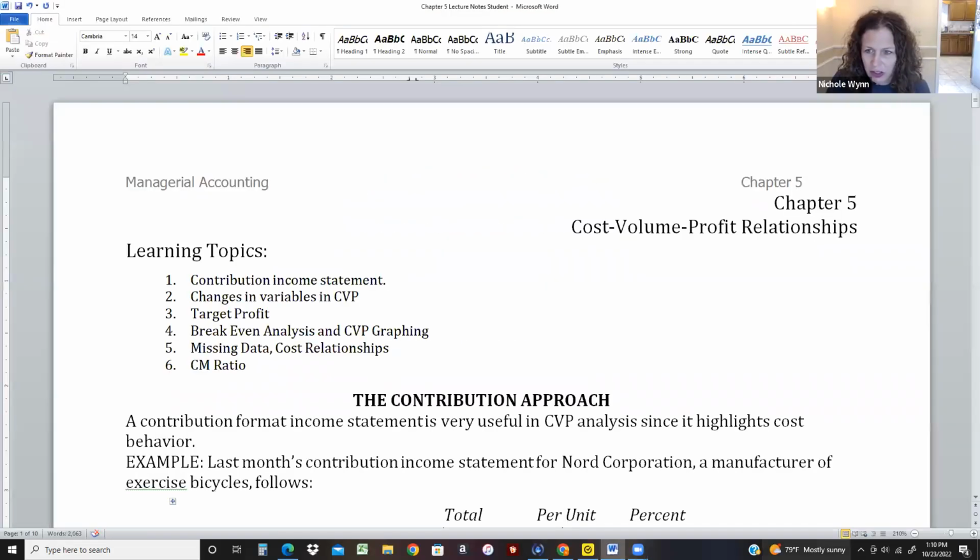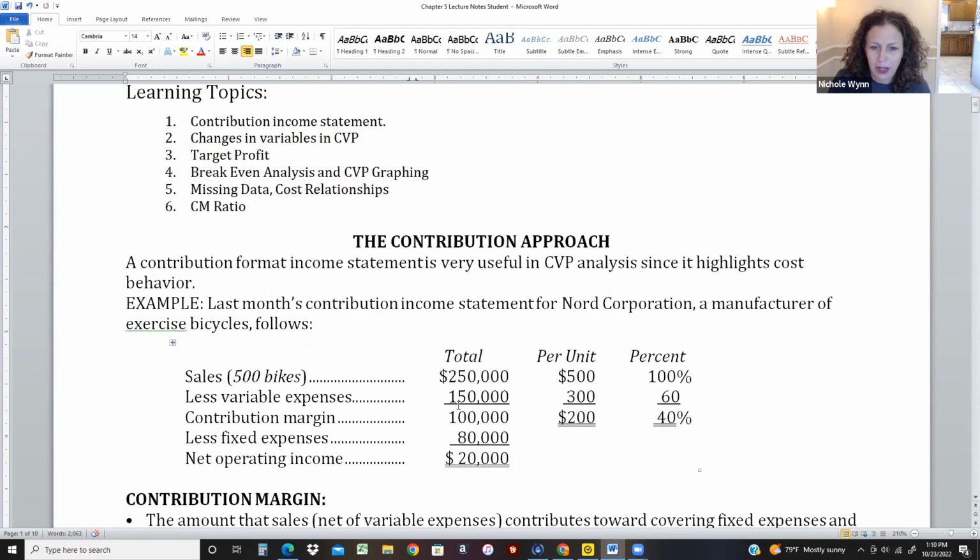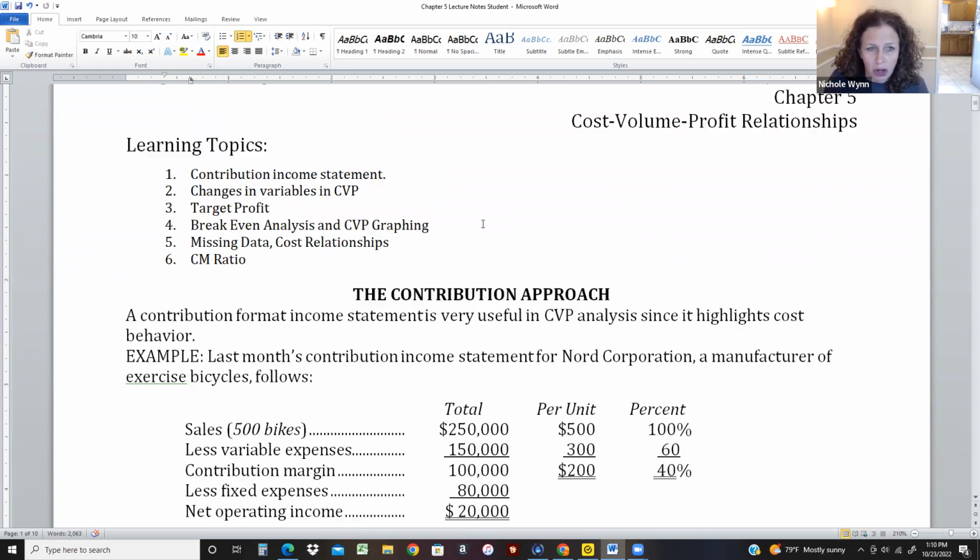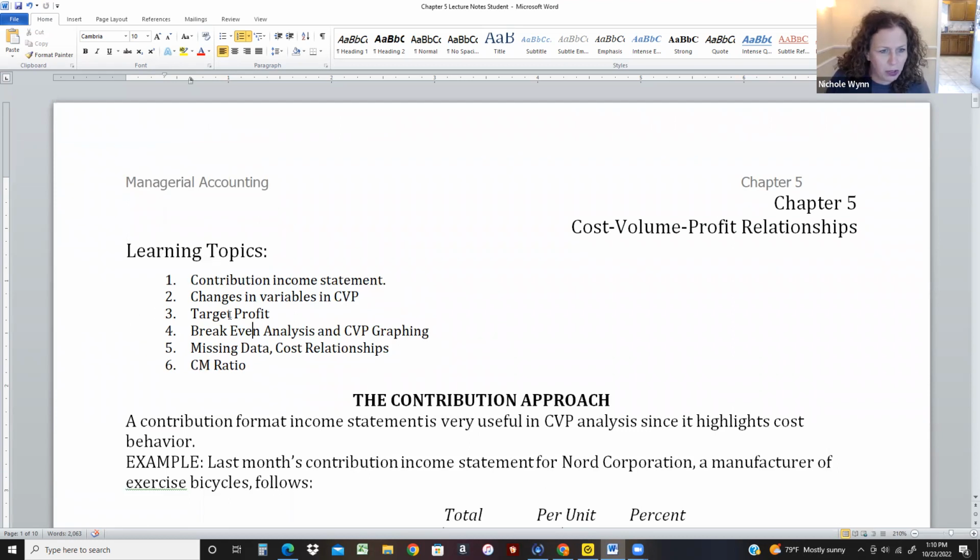Okay, we're going to do chapter 5. Let's get started. Chapter 5 is one of my favorite chapters. It's really straightforward. No journal entries, no T accounts. It's really actually just calculating costs and figuring out what it takes to do things like break even and things like that. So in this chapter, we're going to go through cost, volume, profit analysis.